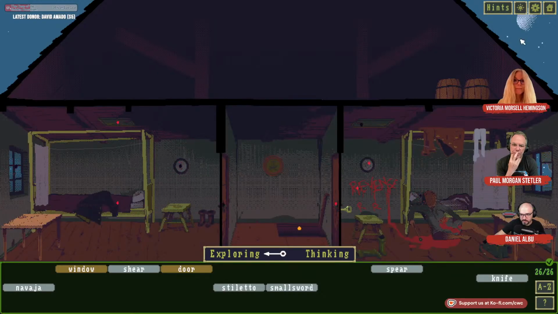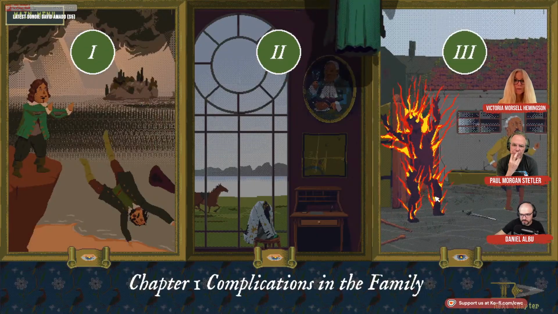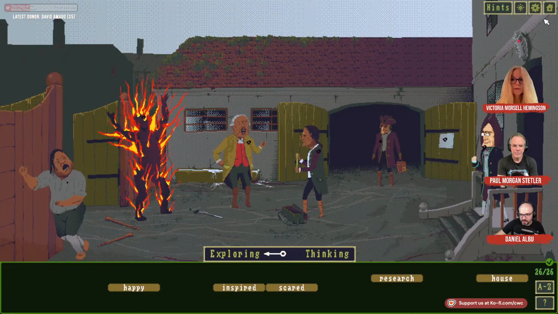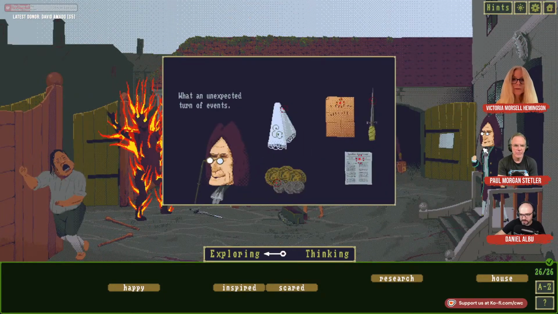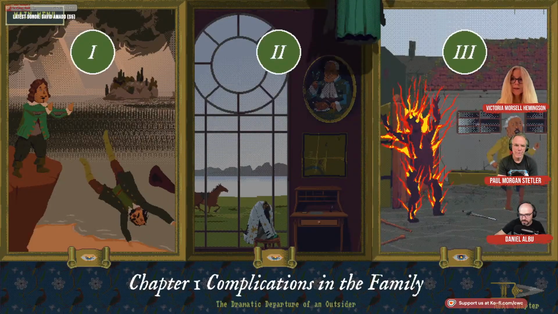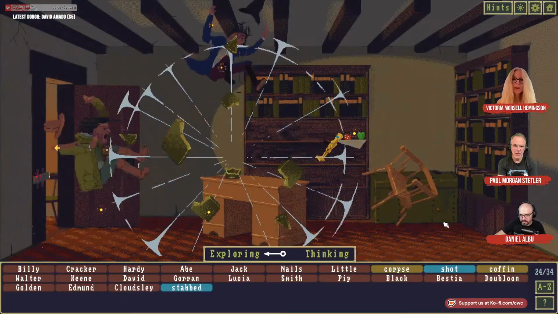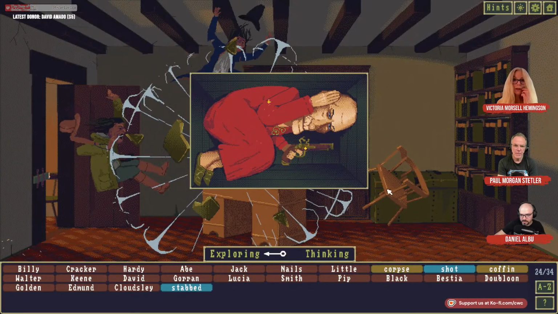Wait, I know him. That's... We saw him, right? Is this guy? No, that's Cloudsley. No, that's Edmund. Oh, that's Edmund Cloudsley. He's hiding in his own... Okay, might be. Yeah. Oh, so it's Edmund. No, that doesn't have his wig on, right? Is he just not wearing his wig? Is that him? Click on him.